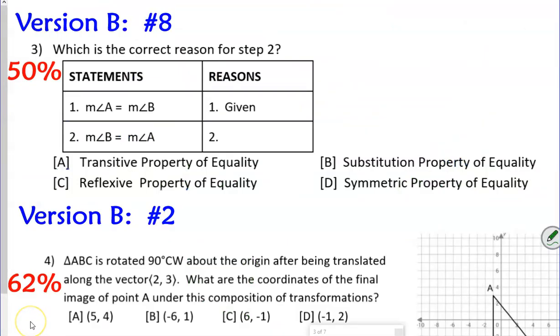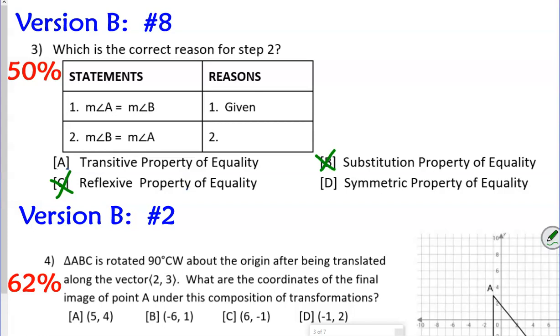So here's our next question. Number 3 says, which is the correct step reason for step 2. So notice that we have the measure of angle A is equal to the measure of angle B, and then the measure of angle B is equal to the measure of angle A. We do not have the same thing on both sides of the equal sign, which is what we would have to have for the reflexive property. We did not substitute something in to solve, so it's definitely not the substitution property.